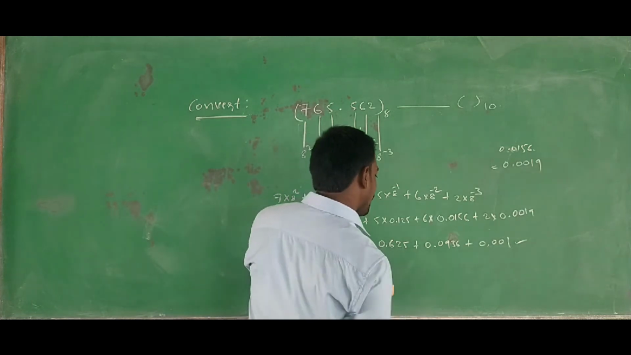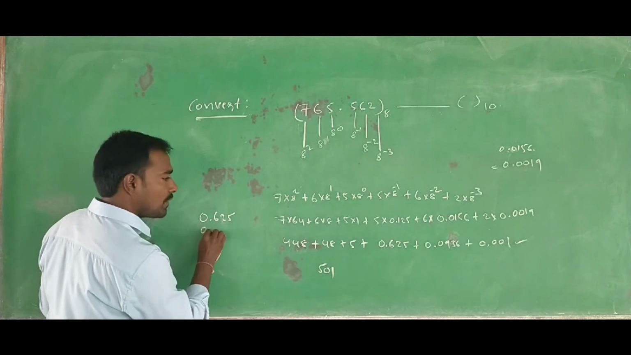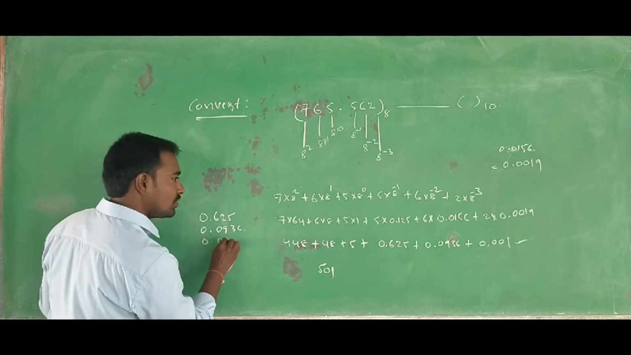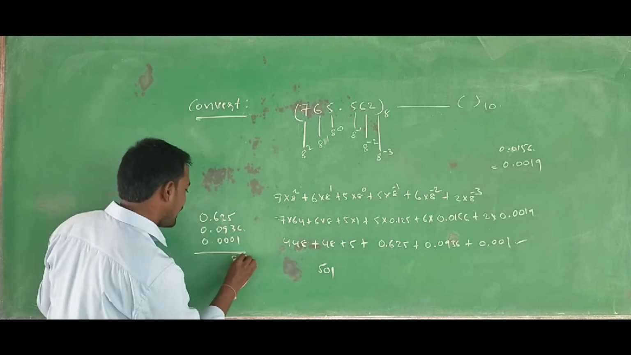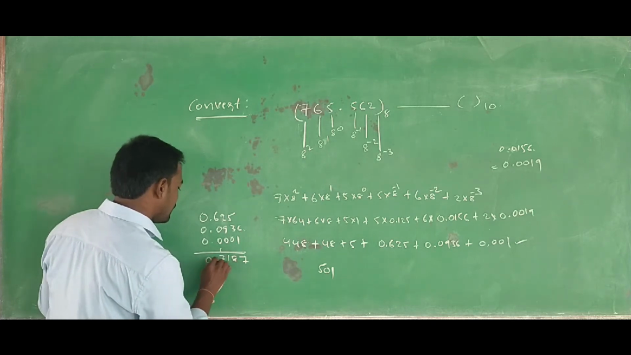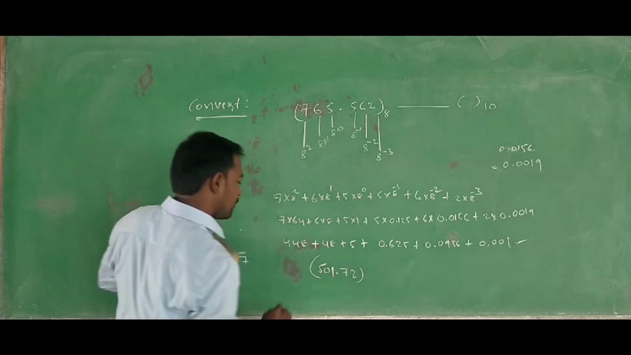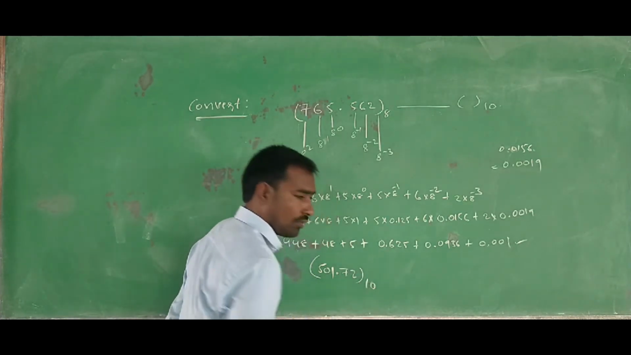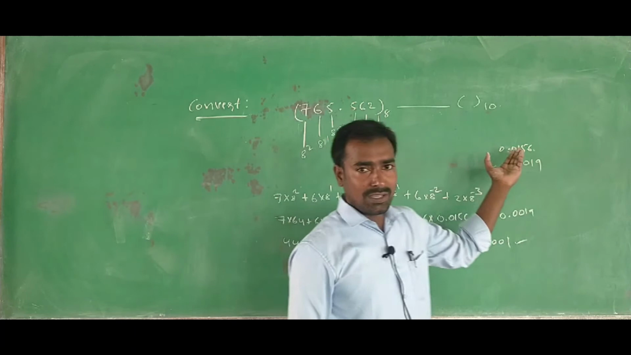And here we have the fraction values, that is 0.625 plus 0.0936 plus 0.0001, then we will get approximately 0.72. So this is 501.72, which has the base of 10. Okay, so this is the conversion of the octal number into the decimal number.